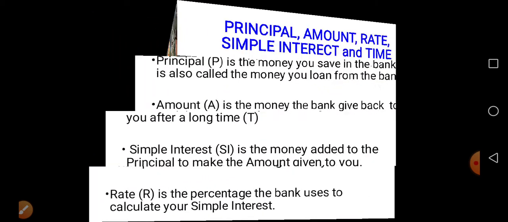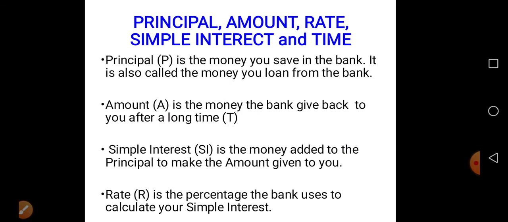Okay, so let's see. We'll be looking at principal, amount, rate, simple interest, and time. When we say principal, denoted with P, it is the amount you save in the bank. It is also called the money you loan from the bank. So majorly we'll be looking at principal as the money you save in the bank.